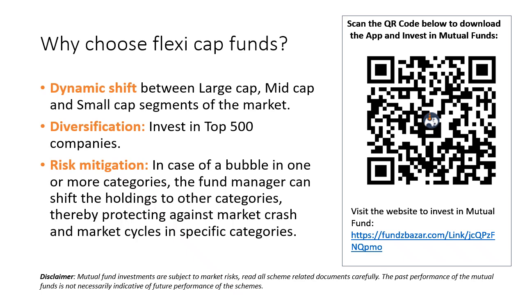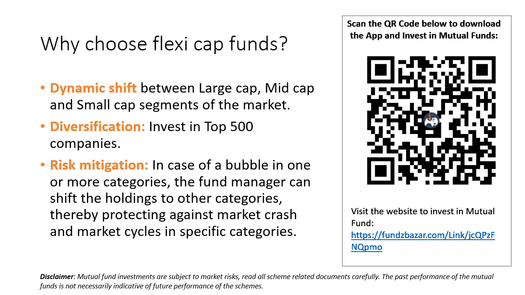If you are putting, let's say, 50,000 rupees in a small cap fund, and there is already overvaluation in the small cap segment, the fund manager still has to invest whatever money you put into the small cap category of the market itself. But in case of a flexi cap fund, the fund manager can dynamically shift their holdings across categories. So if there is an overvaluation in, let's say, the small cap segment, the fund manager can decide, I will reduce my exposure to the small cap segment and shift my holdings to the large cap or the mid cap segment, and vice versa.